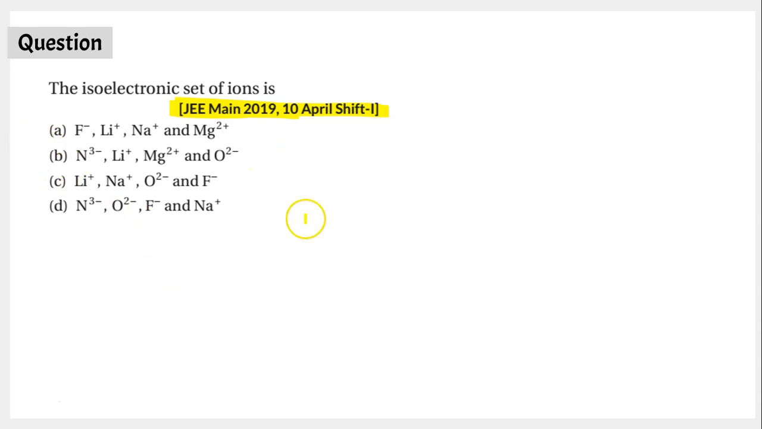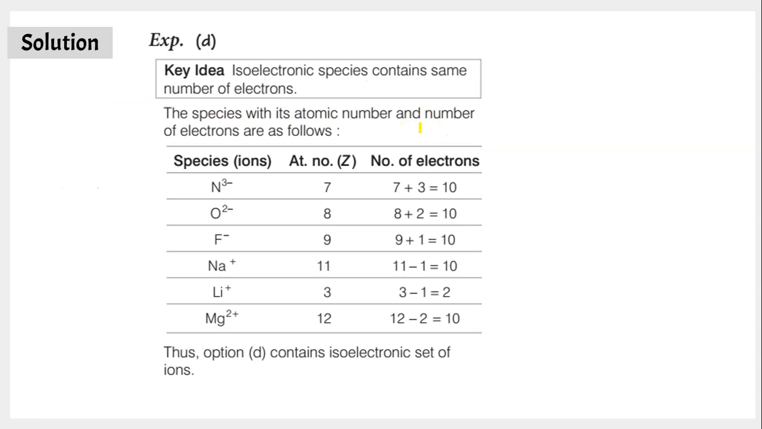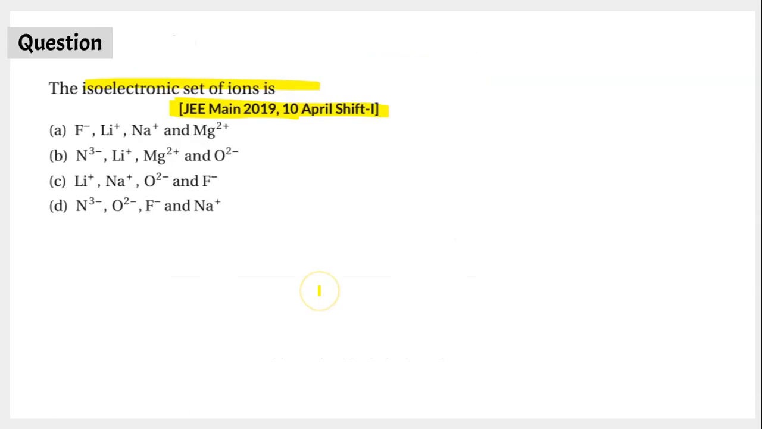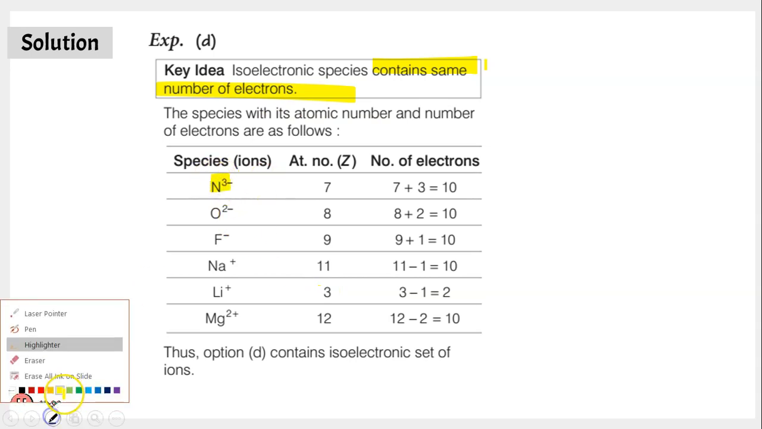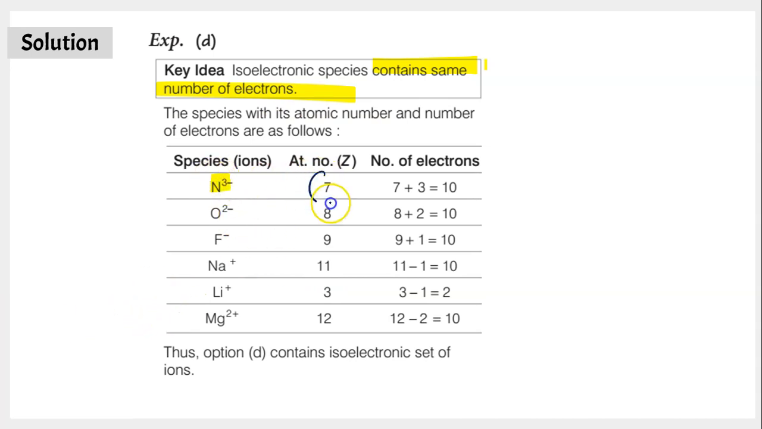So you have got four options. You need to choose the option which has the isoelectronic set of ions. Isoelectronic species are those species which contain the same number of electrons. So you just have to calculate the number of electrons in all the ions that you see amongst these options. In the case of N3 minus, nitrogen originally has 7 electrons, and 3 minus means 3 electrons are added to nitrogen. So it is 7 plus 3, 10.